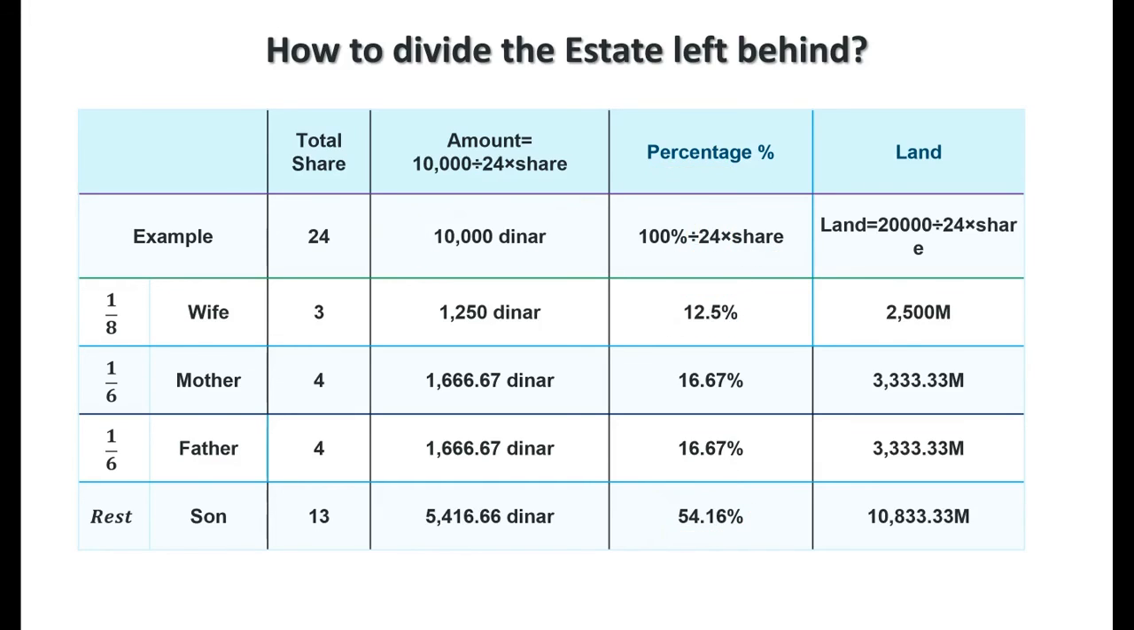Likewise, we can divide the land, which was 20,000, divided by 24 times the share of each person.